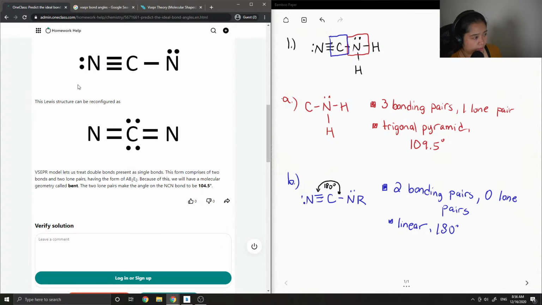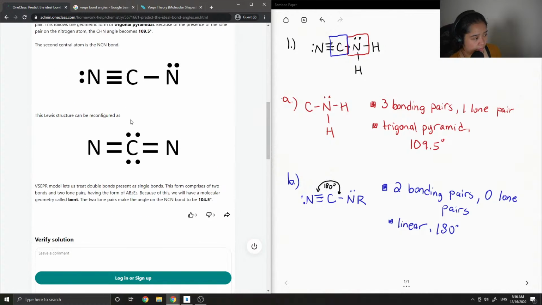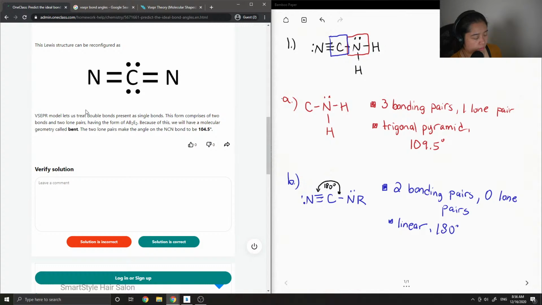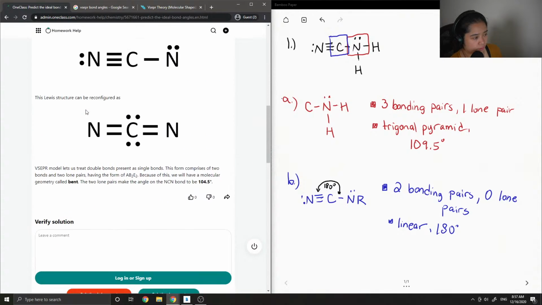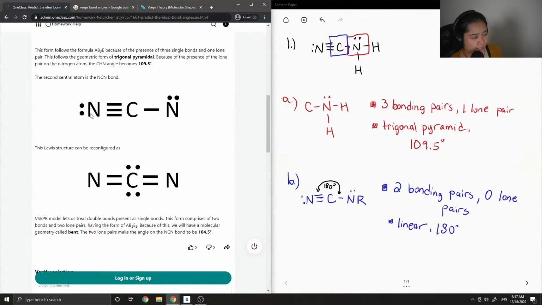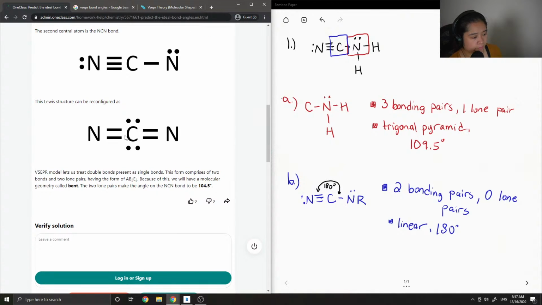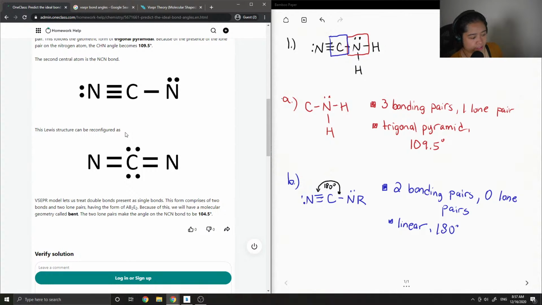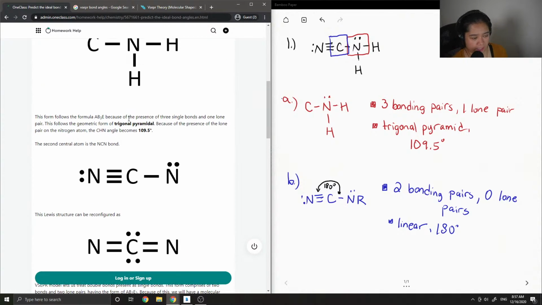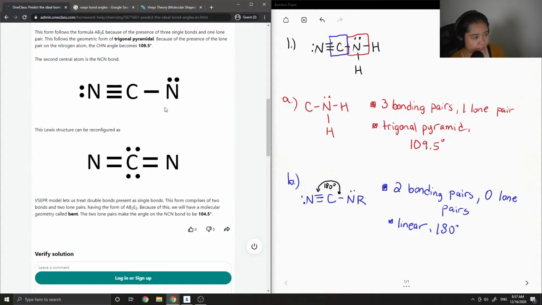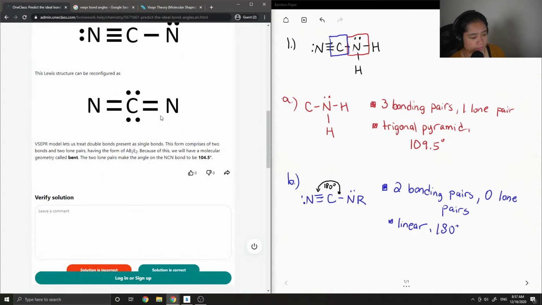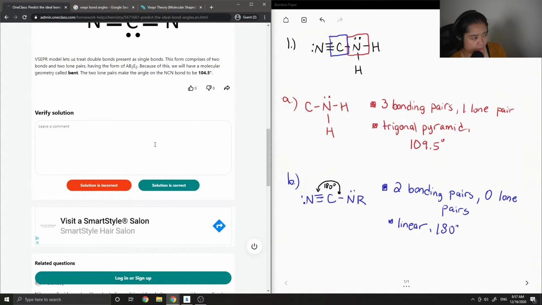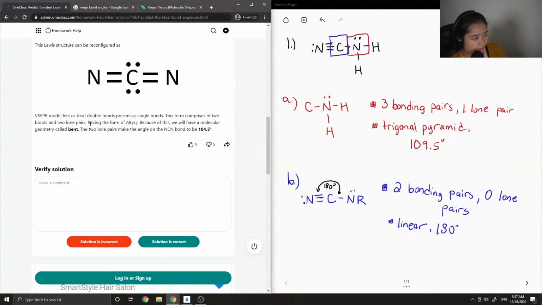So they rewrote it. They did it a different way, and they actually just reconfigured it to have 2 double bonds. But it is still doable to find out the bond angle if you just kept it at the same structure. So anyways, I'll still continue to read.